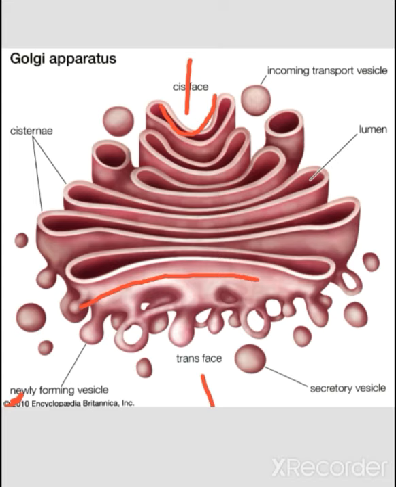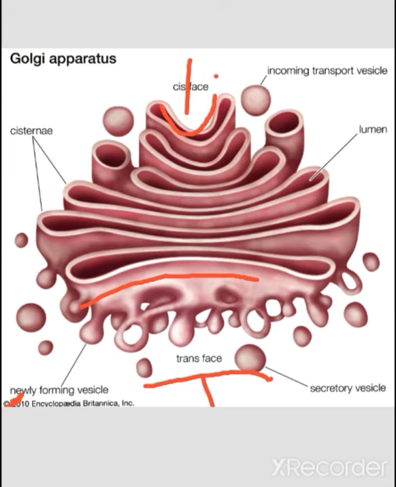The cis face, that is the forming face, is coordinated with the endoplasmic reticulum. We were discussing in the last lecture that these organelles function in a coordinated way, and all the material synthesized in the endoplasmic reticulum is passed to the Golgi apparatus, and this is the site of dispatching the material.